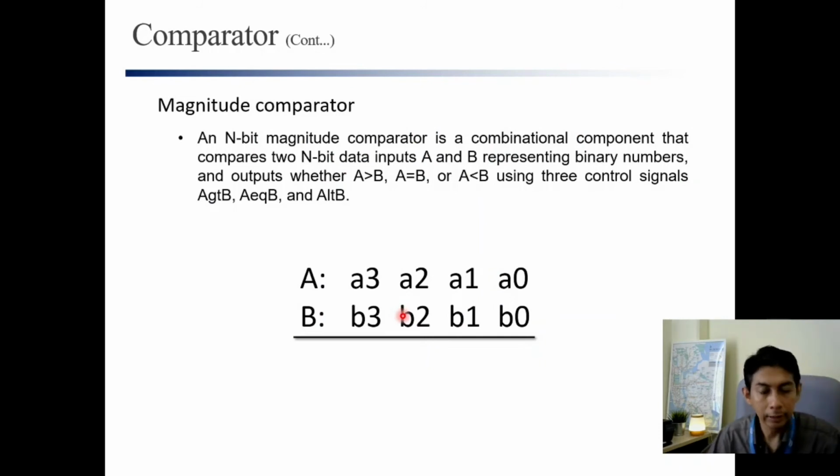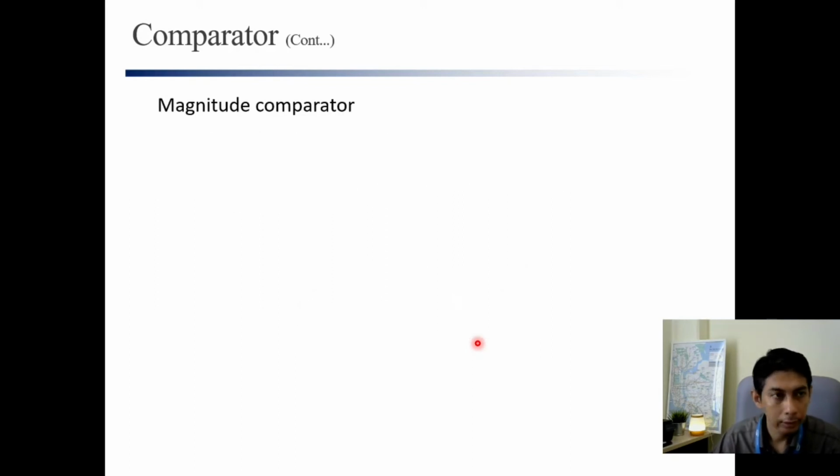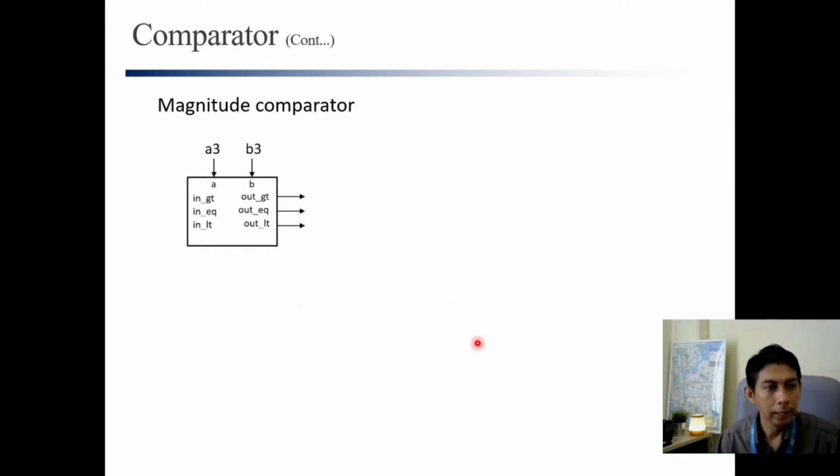So any question? Should be okay. So let's go to this. And now, how do we design a bigger comparator using a smaller comparator, a 1-bit comparator, to design a more than 1-bit comparator, for example 2-bit or 3-bit or 4-bit or any other size.